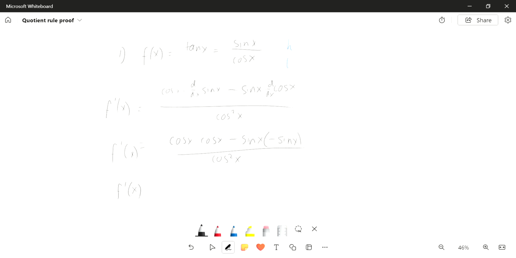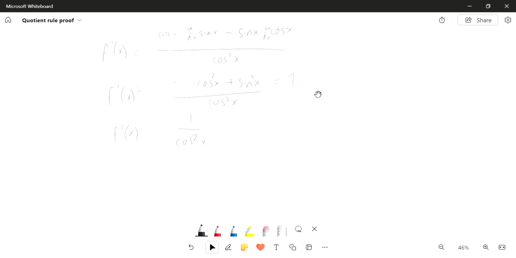This negative and negative just becomes a positive. Cosine x times cosine x becomes cosine squared x, and sine x times sine x becomes sine squared x. This identity looks pretty familiar. What's the value of this? It's just 1. Cosine squared x plus sine squared x is a Pythagorean identity that becomes 1. So your derivative so far is 1 over cosine squared x. 1 over cosine is secant, so the actual derivative is secant squared x.